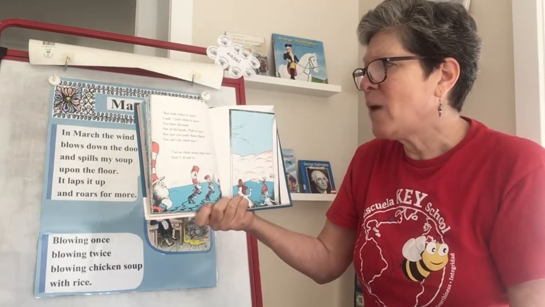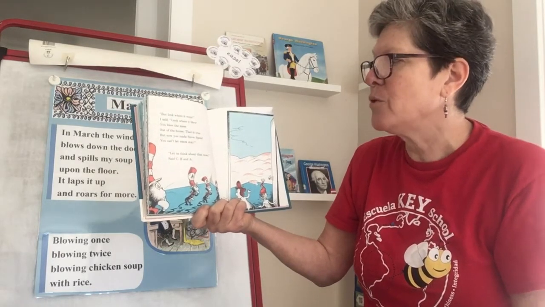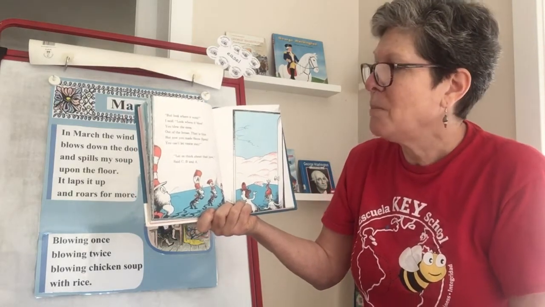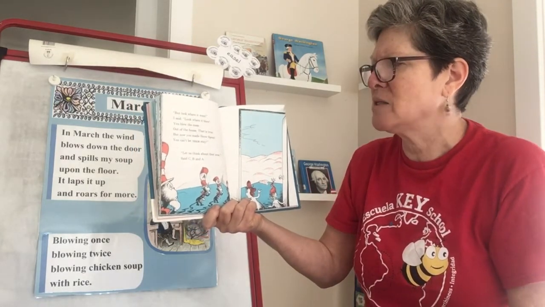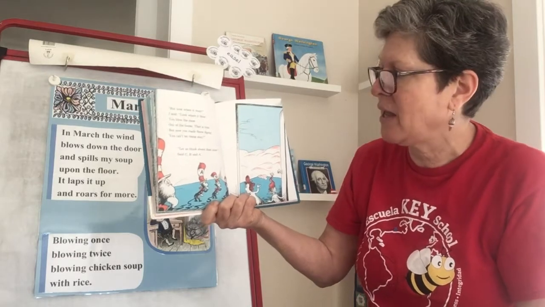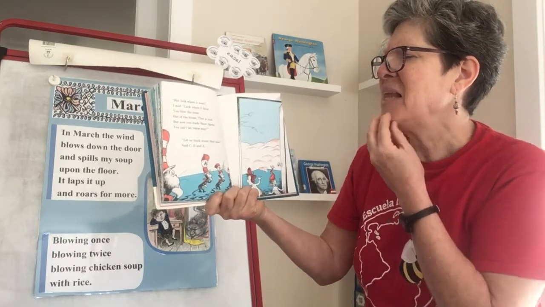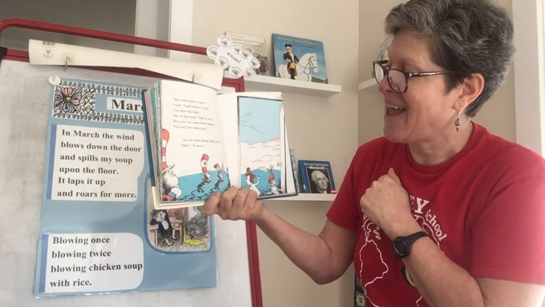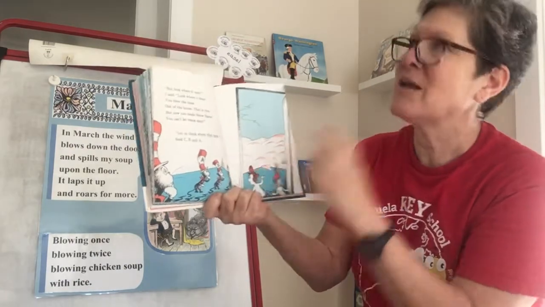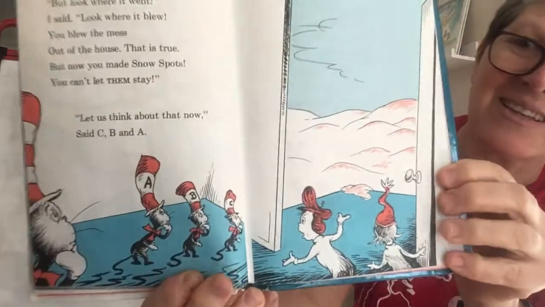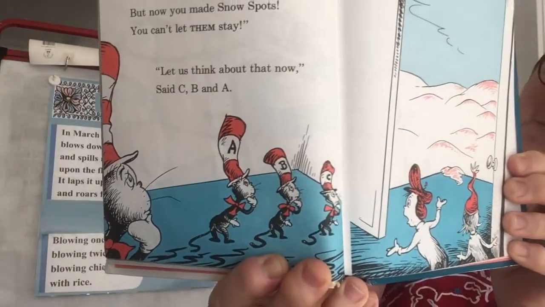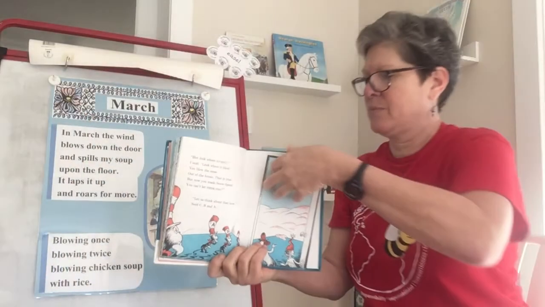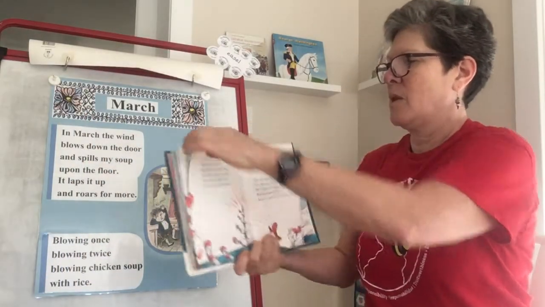"But look where it went," I said. "Look where it blew. You blew the mess out of the house, that is true. But now you made snow spots. You can't let them stay." "Let us think about that now," said C, B and A. Oh, look at all the cats thinking, how can they solve that problem?